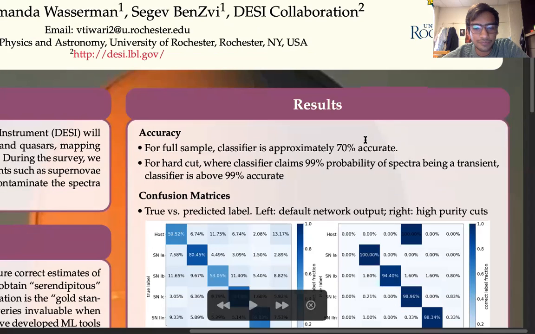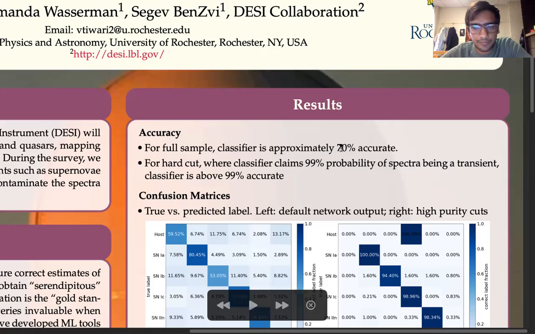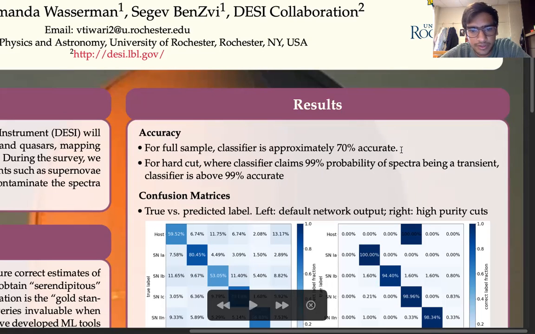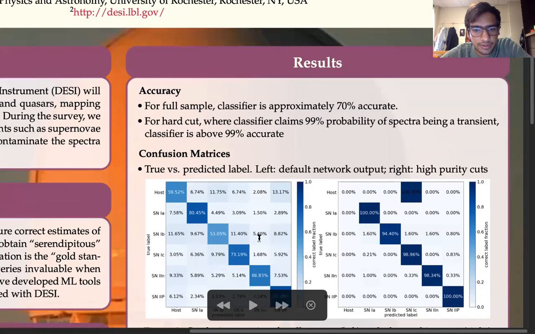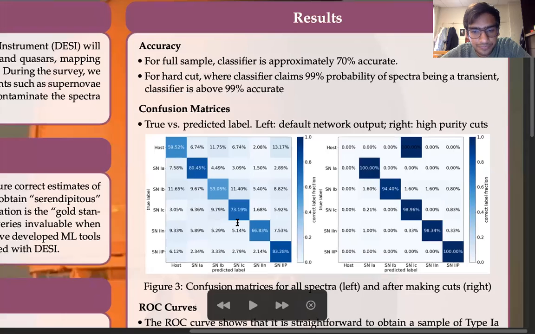So for the full sample, we were getting about 70% accuracy with the classifier that classifies 7 different categories. It's a lot higher when you're just classifying hosts and supernovae, where we're getting about 98% accuracy. But one thing, so this is the confusion matrix that corresponds to it. Ideally, you would like this to be completely diagonal. One thing you see is that the supernovae that have low brightness are being misclassified as hosts.